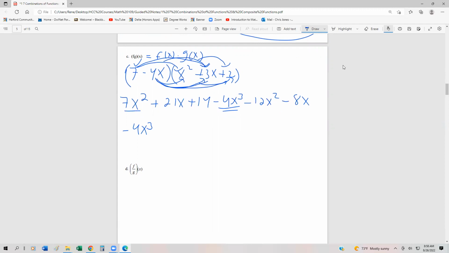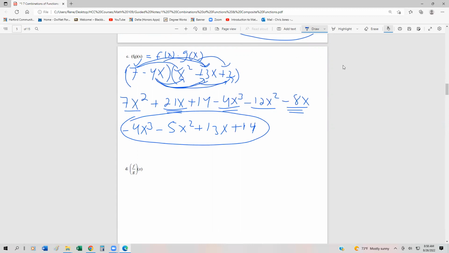We have a 7x squared and a negative 12x squared. So it's a minus 5x squared. We have 21x and negative 8x. So 21 minus 8 is going to be 13x. And then we just bring down that 14 as it has no other constant to combine with it. All right, so this is f times g. Once again, no denominator, no even power radical. So we're going to say x is an element from negative infinity to positive infinity.